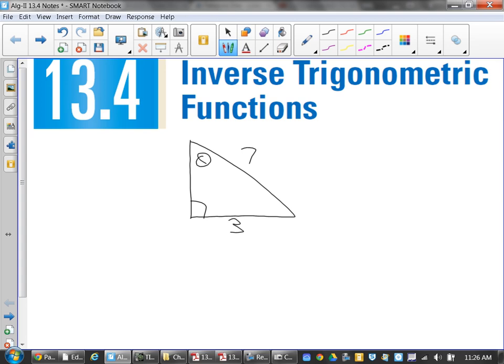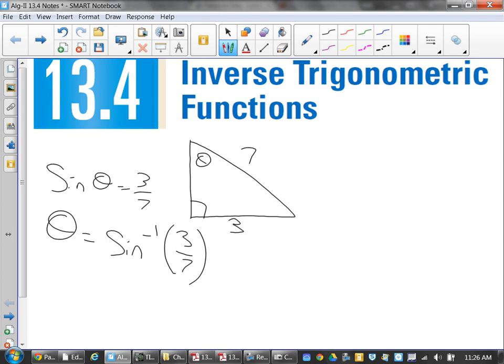If you had to find theta in a problem like this, what trig function would you use? You'd have to use sine. Everybody okay with that? We would say that the sine of theta is 3/7. What was the button you had to press on your calculator to do that? Inverse. You'd have to say that theta was equal to the inverse sine of 3/7.